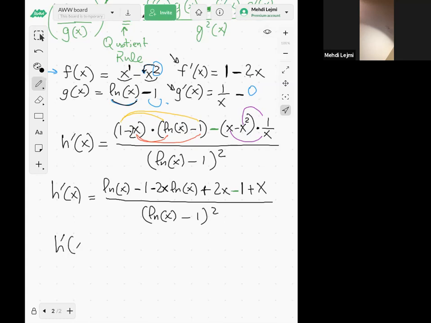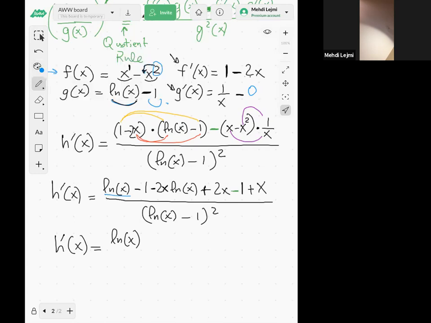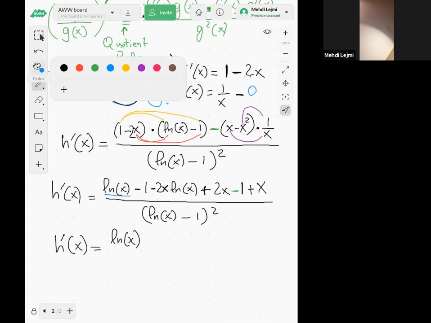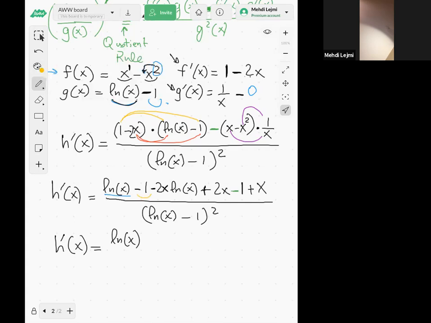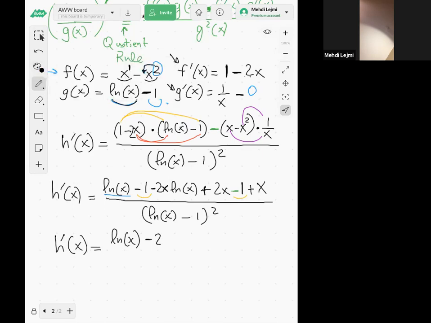Okay, so h prime of x. Well, let's see, we have natural log of x. So here's my natural log of x. Robert, okay, thank you for letting me know. So there's a -1 here, and there's a -1 here. So that'll be -2.